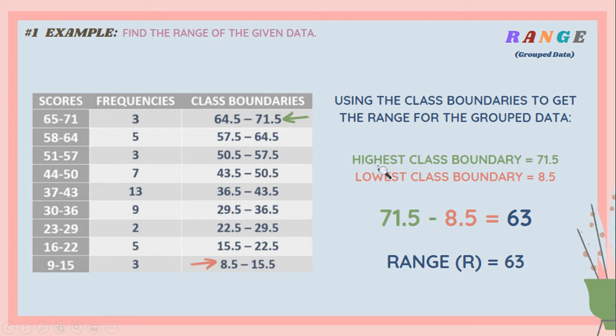So we need to look for the highest and the lowest class boundary, which is 71.5 for the highest class boundary and 8.5 for the lowest class boundary. So we just need to subtract these two. 71.5 minus 8.5 is equal to 63. So the range for this data set is 63.